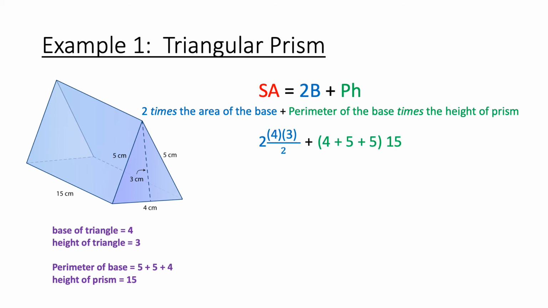bases, is 15. So we start by substituting the base of the triangle, 4, times the height, 3, divided by 2 for the area of the base, and multiplying that by 2, plus the perimeter of the base, which is 4 plus 5 plus 5, or 14, times the height of the prism, which is 15. Be careful with your substitutions. Then we multiply, cancel out the 2's, and you get 12 plus 14 times 15, or 12 plus 210, or 222 centimeters squared. Remember, we're finding area, and area is 2 dimensions, surface area.